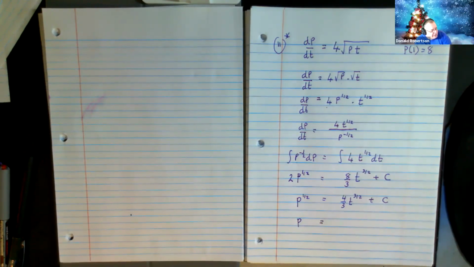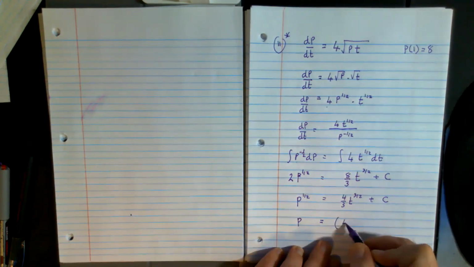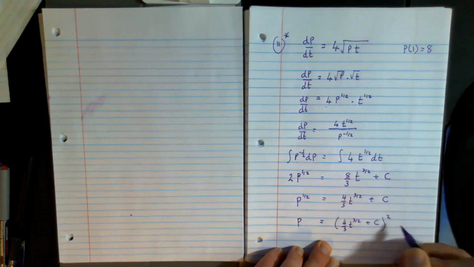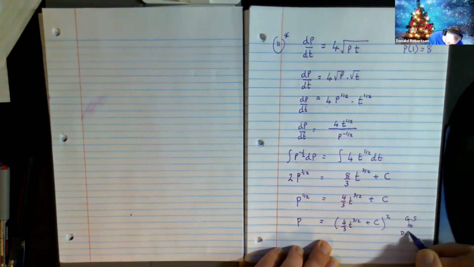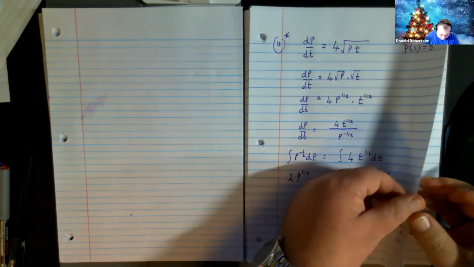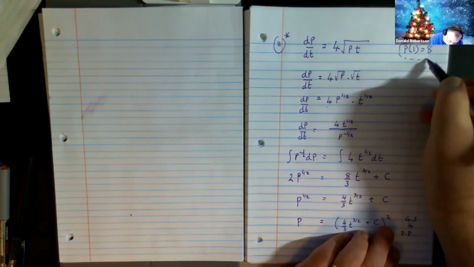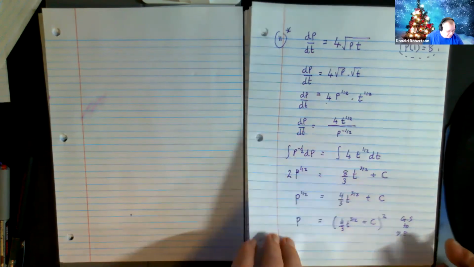What do I do to get P then? What do I do to both square sides? And big brackets around it. And that's our general solution to this differential equation. But that's not what they wanted. And I know that's not what they wanted because they gave me a boundary condition.